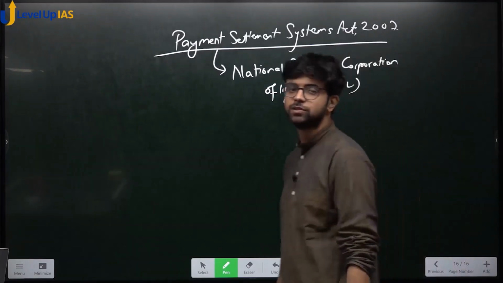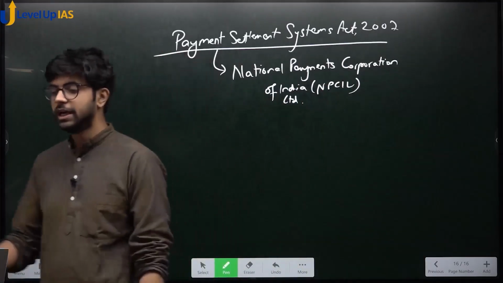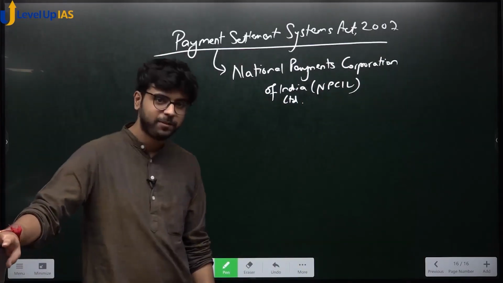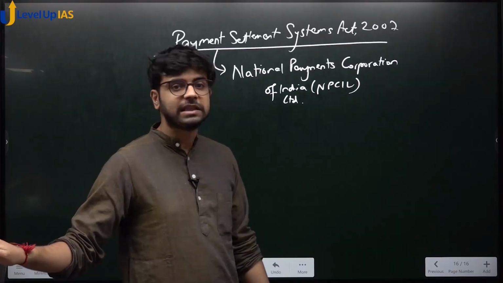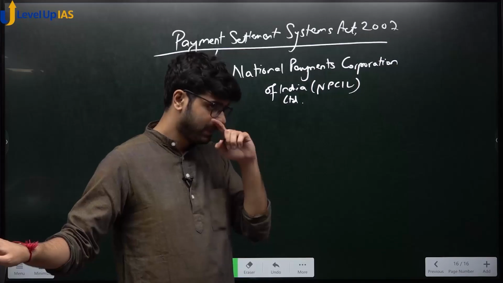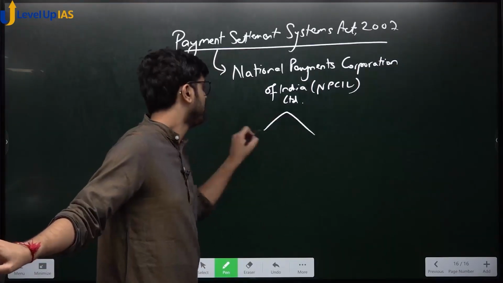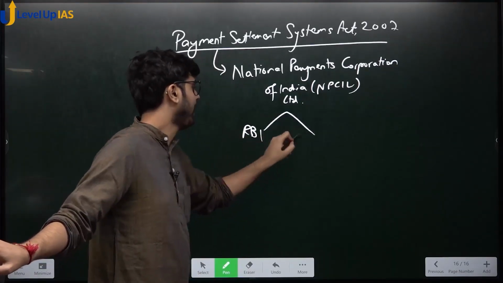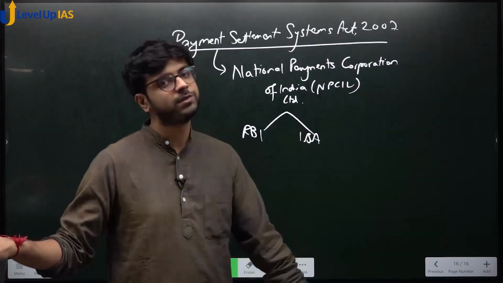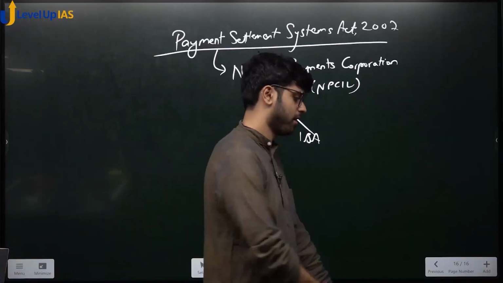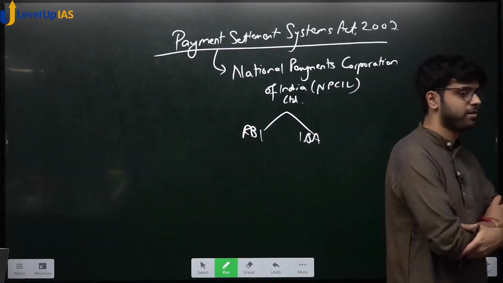NPCIL, National Payments Corporation of India Limited. ठीक है, it is not Nuclear Power Corporation of India Limited. उसका भी full form, उसका भी short form is NPCIL only. This is National Payments Corporation of India Limited. This is jointly owned by RBI and IBA. It has the sole responsibility for all payment systems in the country. Sole responsibility.